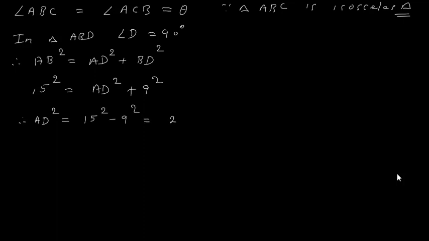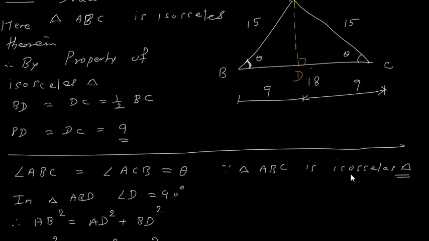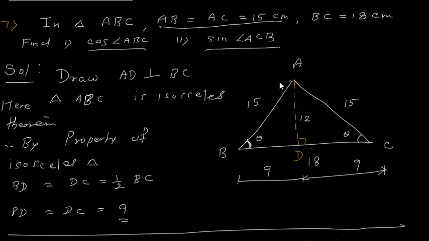15 square is 225 minus 81. 5 minus 1 is 4. 12 minus 8 is 4 and this is 1. So therefore the value of AD is root of 144. That gives us the answer 12. So this value is 12. Now I have to find cos of angle ABC.